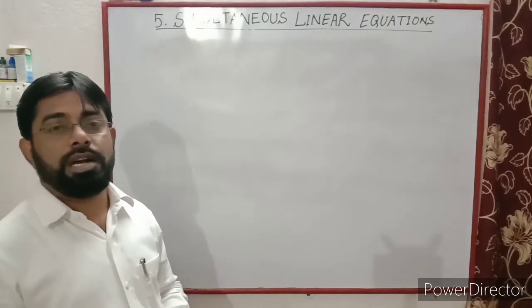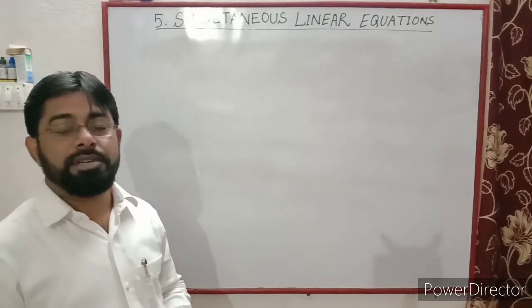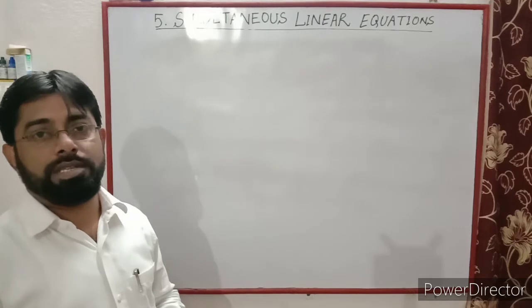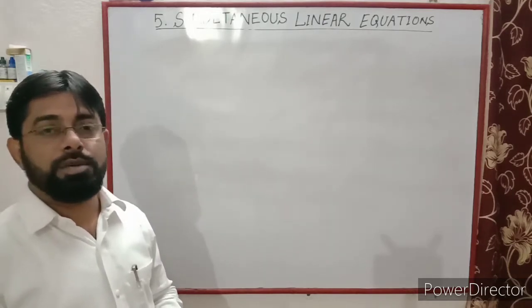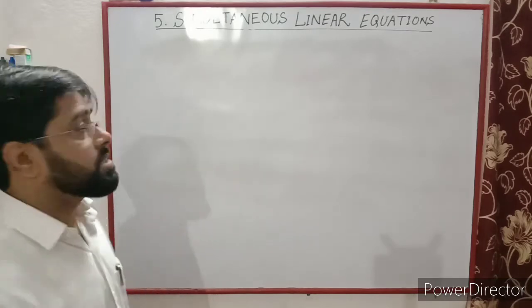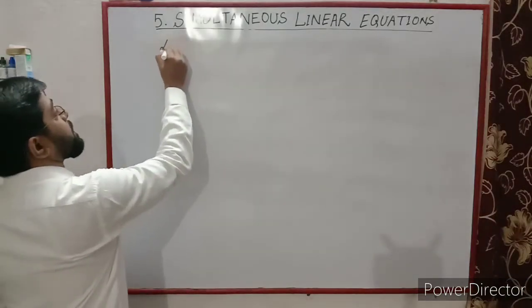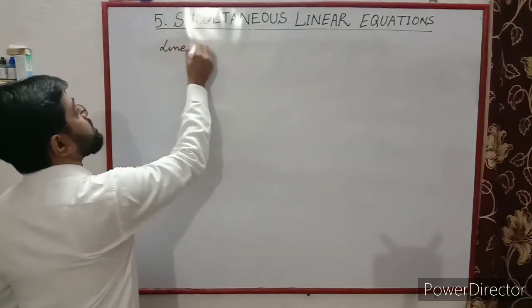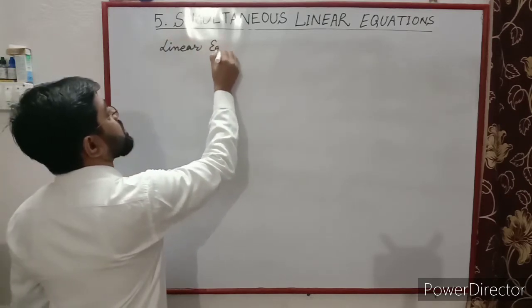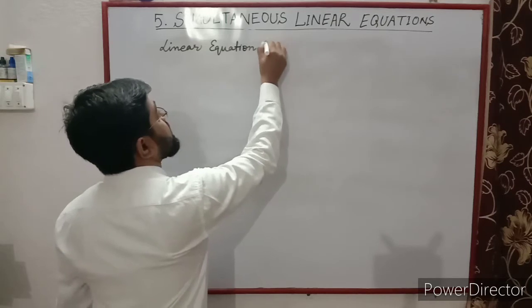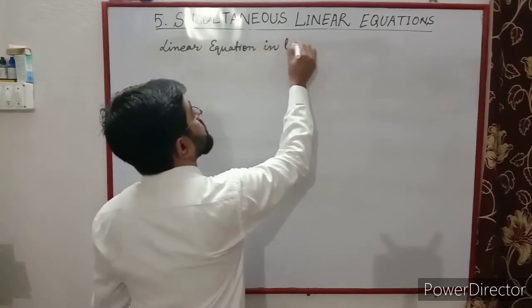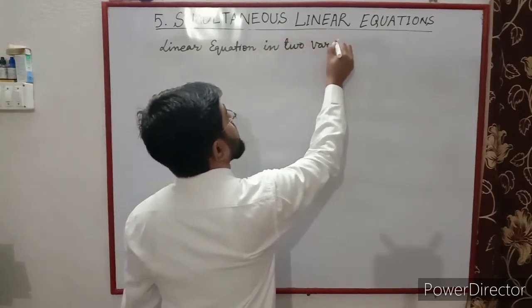Today we are going to start a new chapter, chapter number 5, simultaneous linear equations. So first of all, we will discuss the basic concept of linear equation in two variables. Let's see. Linear equation in two variables.